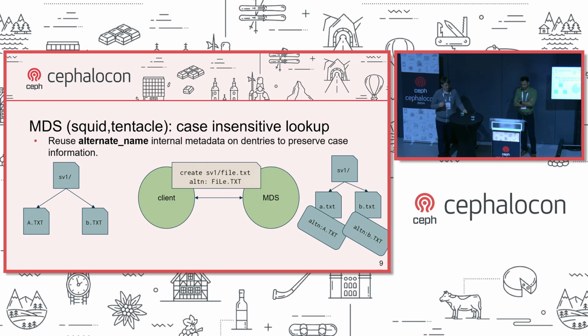The way this works within the context of the MDS is it's leveraging a directory entry metadata called alternate name. This is a fairly unusual concept within file systems in that directory entries don't normally have metadata other than an inode number and a name. So we're now attaching this alternate name metadata to directory entries, and we store what the actual caseful name is in that metadata.